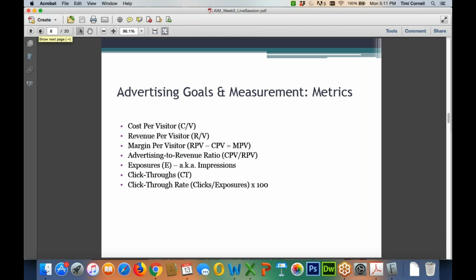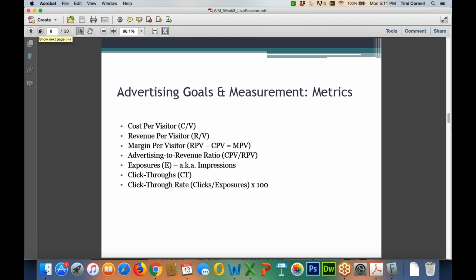Okay, next we have our advertising to revenue ratio, also known as the ad spend to revenue ratio. And this is where we would, of course, divide cost per visitor by revenue per visitor. And this is expressed as a percentage of revenue. So with this ratio in particular, we want to keep it beneath 50%, simply because we don't want all of our revenue to be consumed by advertising costs. So when you're first starting out with your goals and projections, that's a good rule of thumb to follow.